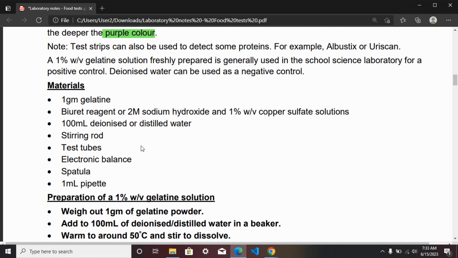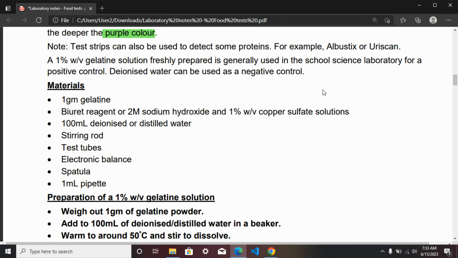Test strips can also be used to detect some proteins, for example, Albustix or Uriscan. Gelatin solution freshly prepared is generally used in the school science laboratory for the positive control. Deionized water can be used as negative control.